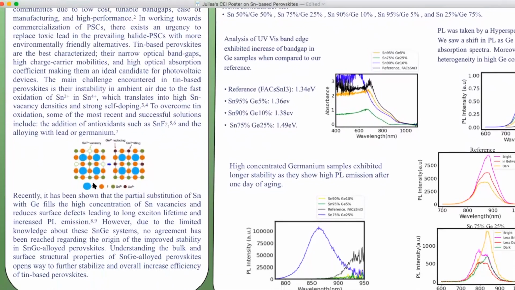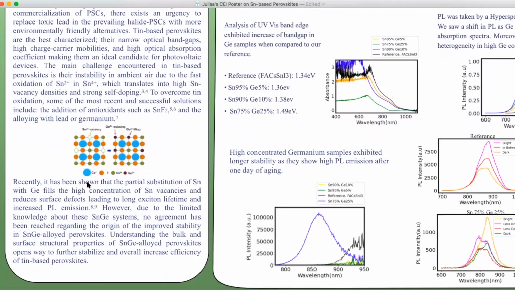It's been shown recently that the partial substitution of tin with germanium fills the high concentration of tin vacancies and reduces surface defects, leading to improved stability. So it's important that we understand the bulk and surface structural defect properties of tin-germanium alloy perovskites so that we can further stabilize and increase the efficiency of tin-based perovskites.